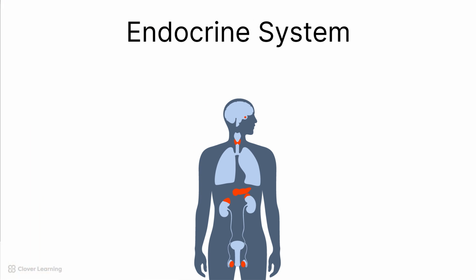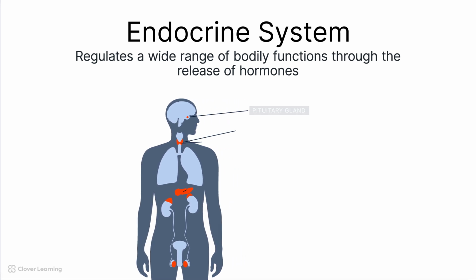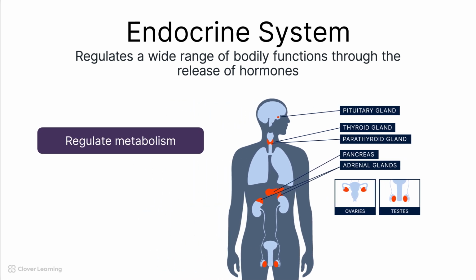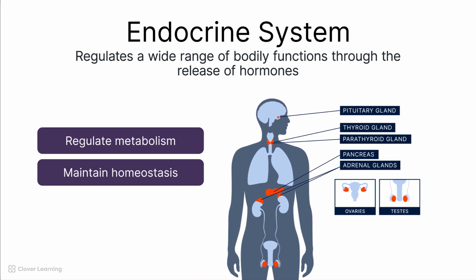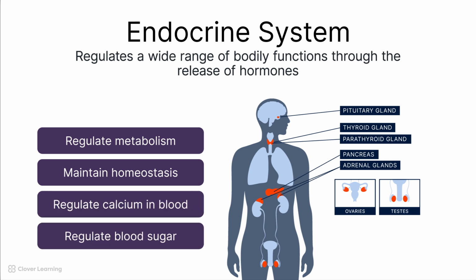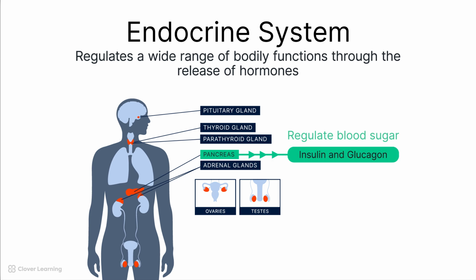To start, we need to understand the endocrine system and its role in insulin production. The endocrine system regulates a wide range of bodily functions through the release of hormones. It is composed of various glands that produce and secrete hormones, which do things like regulate metabolism, maintain homeostasis, regulate levels of calcium in the blood, and regulate blood sugar. The two hormones that regulate blood sugar, insulin and glucagon, are produced by the pancreas.